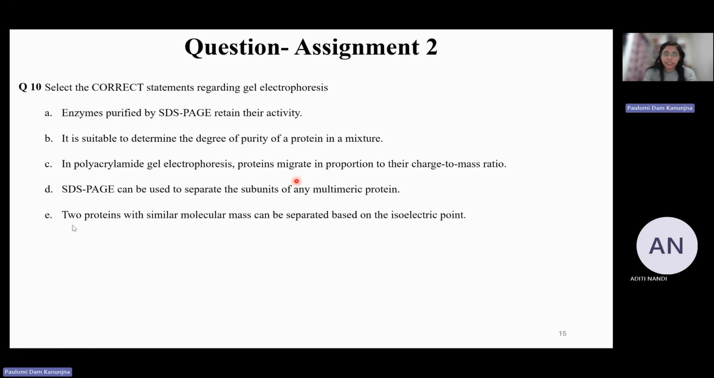C, D, and E. Okay, so just a second. D and E, yes. We'll also look into B and not C. Okay, so we are to look into the correct statements.